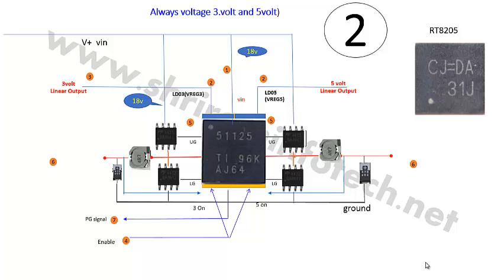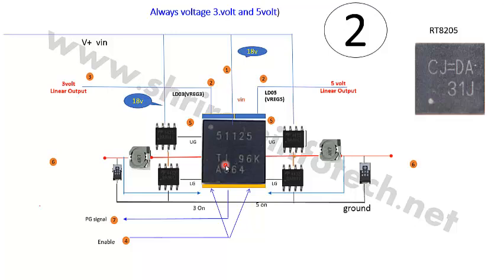Okay, so let's start. First I'll introduce you to these chips. This chip is a TPS51125. Normally these 3 volt and 5 volt sections have a variety of chips like TPS51125, TPS51123, RT8205, RT8203. There are many chips, but the concept remains the same. There is no difference in the concept, so the important thing is that you understand the concept.